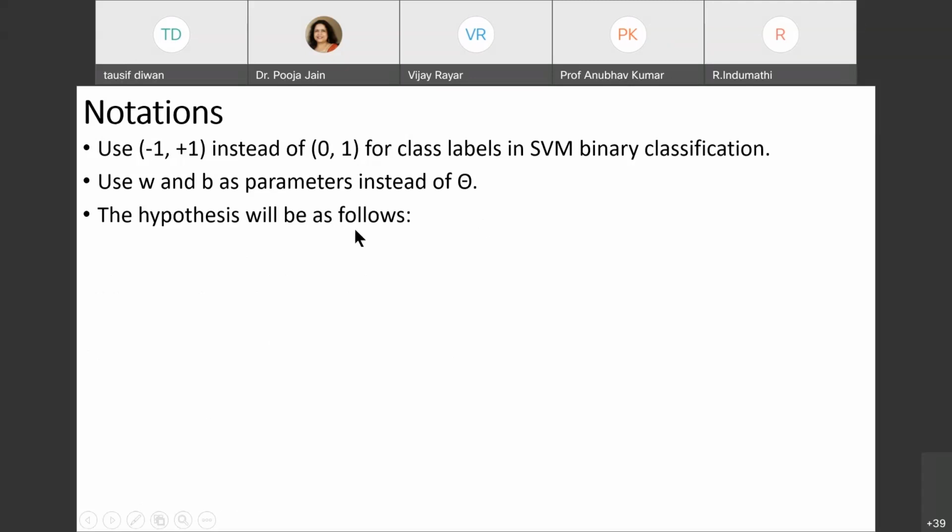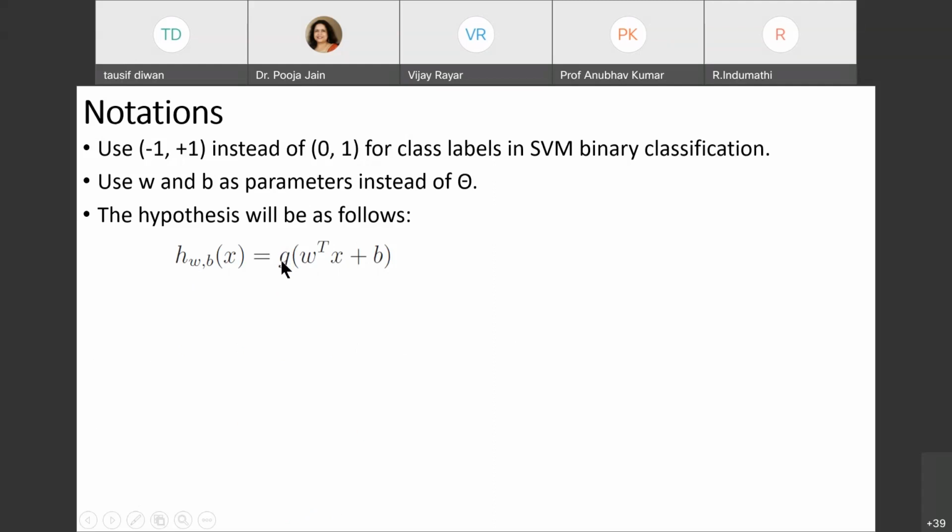Now the hypothesis, we are just changing it. Previously the hypothesis was g of theta transpose x. Now what will be the hypothesis? The hypothesis is g of W transpose x plus bias. This is the dot product of two vectors, the bias is added, and after that we apply this non-linearity.